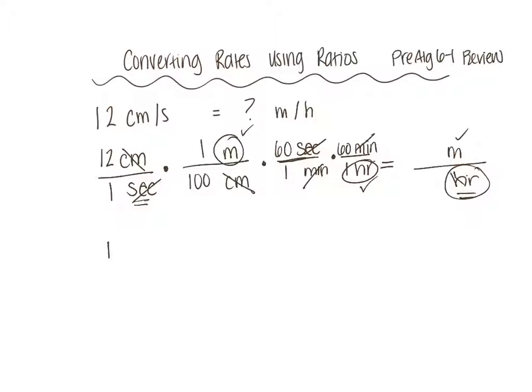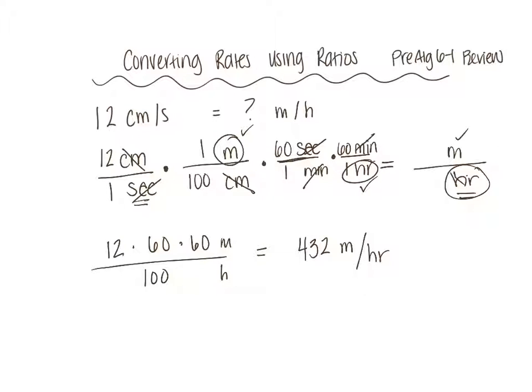Now I have to do the math. 12 times 60 times 60 divided by 100 meters per hour gives me what? Hopefully you said 432 meters per hour.